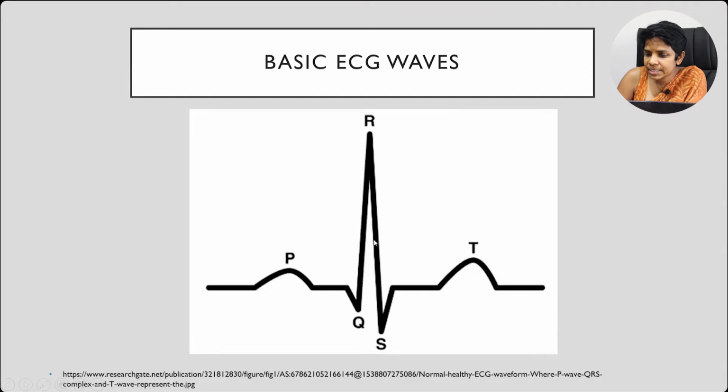The negative deflection immediately after the R wave is the S wave, and then you get the T wave, which is again a positive deflection. So P, Q, R, S, T waves of the ECG. This is our basic ECG waveform.